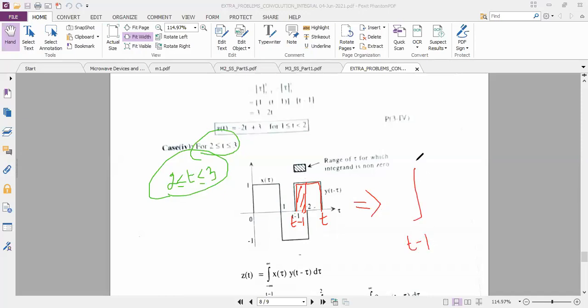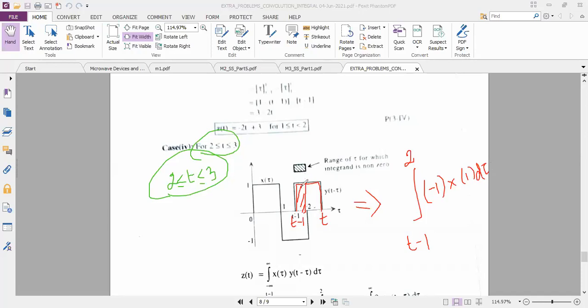What is the amplitude of x of t here? See the diagram properly and tell me. Minus 1, right? Very good. It does not have plus 1 here. It is purely having minus 1. Then y of t minus tau is plus 1 into d tau. So here I do not face the problem of two different amplitudes. So splitting of limits is not required.